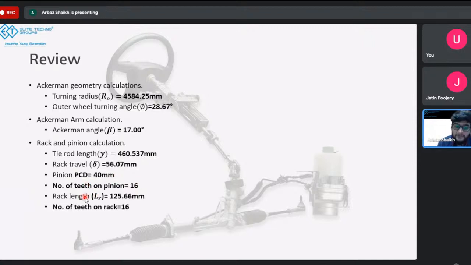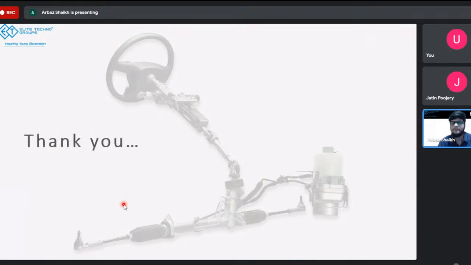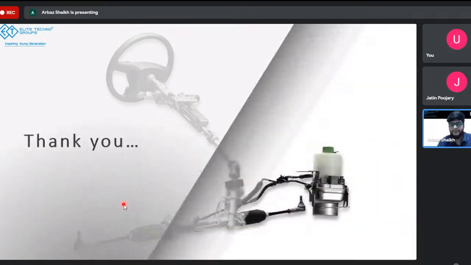Then we went to the rack calculation, where we calculated the rack length to be 125.66 and the number of teeth on the rack to be 16. And once that was done, in the end, we calculated the steering effort to be 25.94. So that's all for this section of today's session.